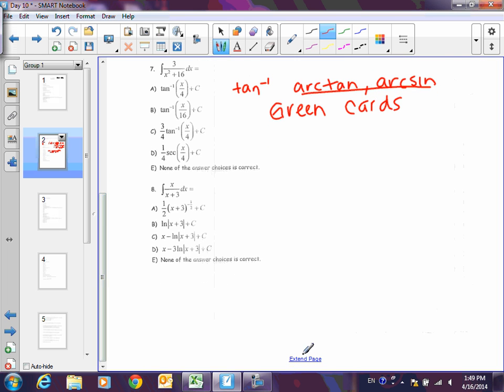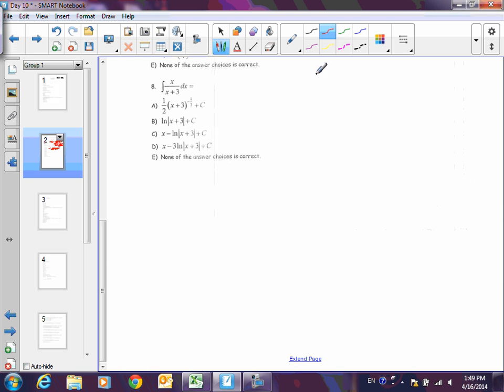You could Google it if you don't have it. All right, let's look at number 8. So I'm looking at this problem. Can I split this one up the same way I split up number 6? No, because you can't move the x and the 3 separate in the denominator. So what can you do?